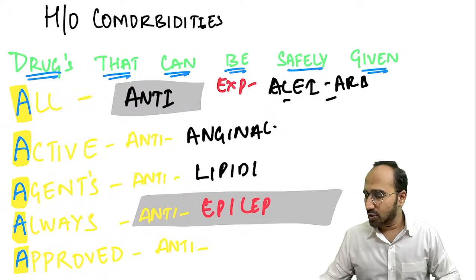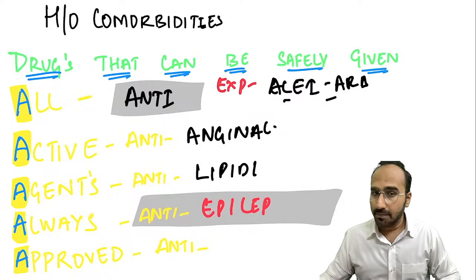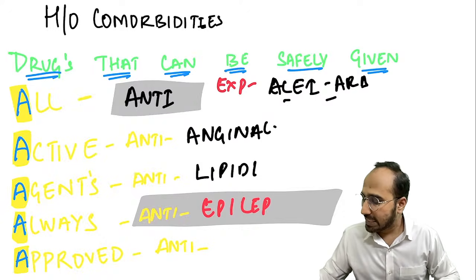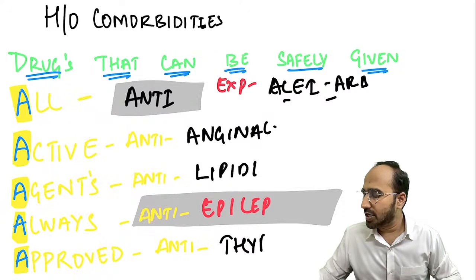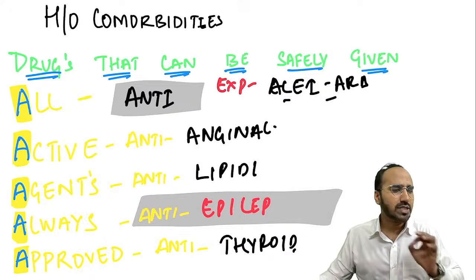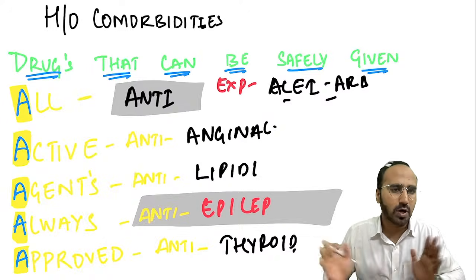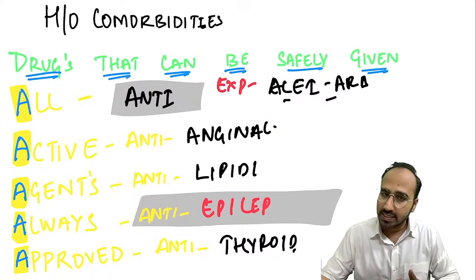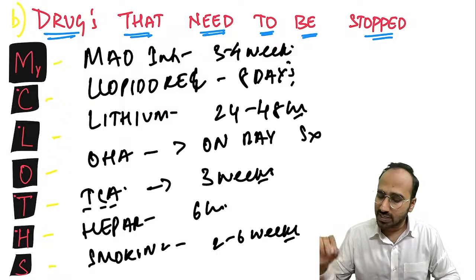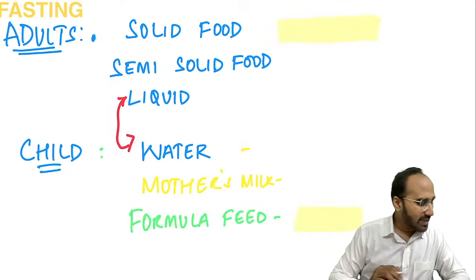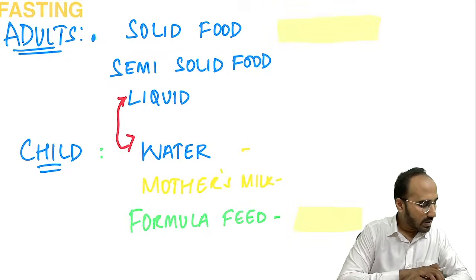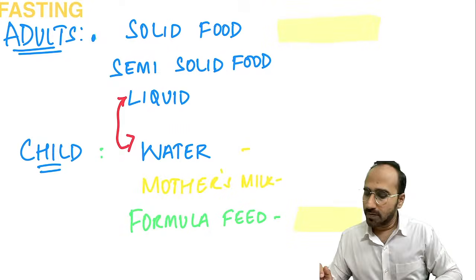Atorvastatin, rosuvastatin. One more A stands for anti-epileptic. Last A stands for anti-thyroid medication or euthyroid medication. Any thyroid medications can be continued before surgery without any problem. So these are the things which are stopped and these are the things which are continued before surgery. Okay. Now regarding the fasting. Okay, chalo. Regarding the fasting.